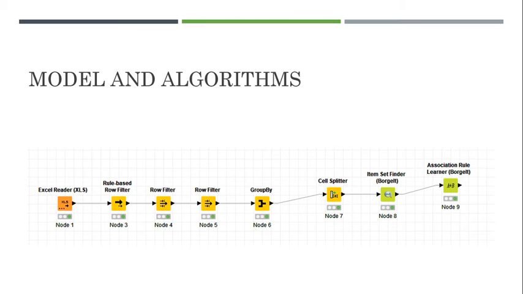With the group by node, we have the customer information concluded in just one line, because in the initial value, the transactions for each customer were indicated separately. The cell splitter node is used to list the data. The item set finder and association rule learner has been used to conclude the market basket analysis with the a priori algorithm.